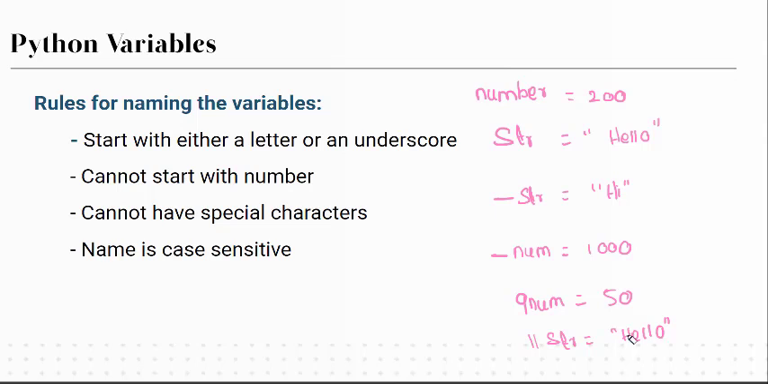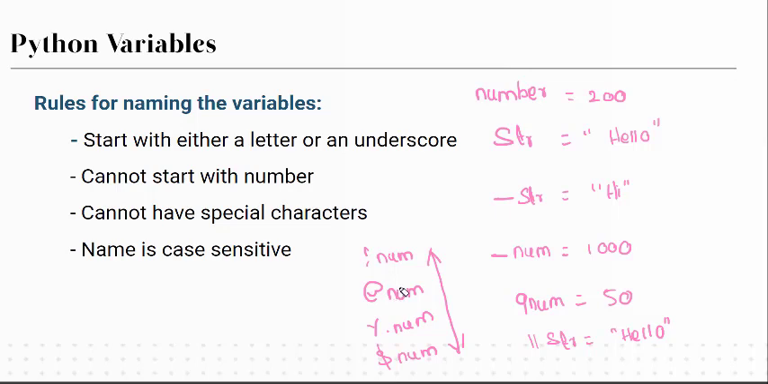The third rule is that the name of the variable cannot have special characters. Python does not allow variables to start with a special character. For example, these are some invalid variable assignments using special characters: exclamation num, at num, percentage num, dollar num. If the variable starts with a special character, Python does not allow it and treats it as an invalid assignment.